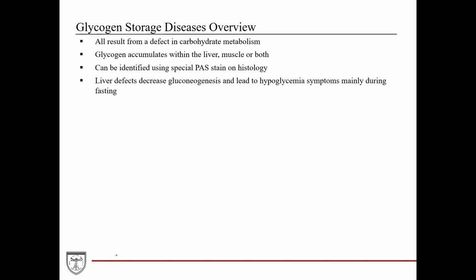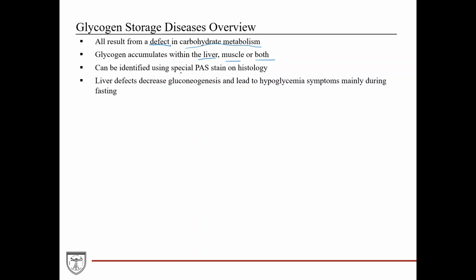So first, just a general overview of glycogen storage diseases. They all result from some kind of defect in carbohydrate metabolism. So it's a defect in one of the steps that we've talked about in previous lectures. What they result in is glycogen accumulating within the liver, the muscle, or both. Because remember, those are two major storage points of glycogen, liver and the muscle.